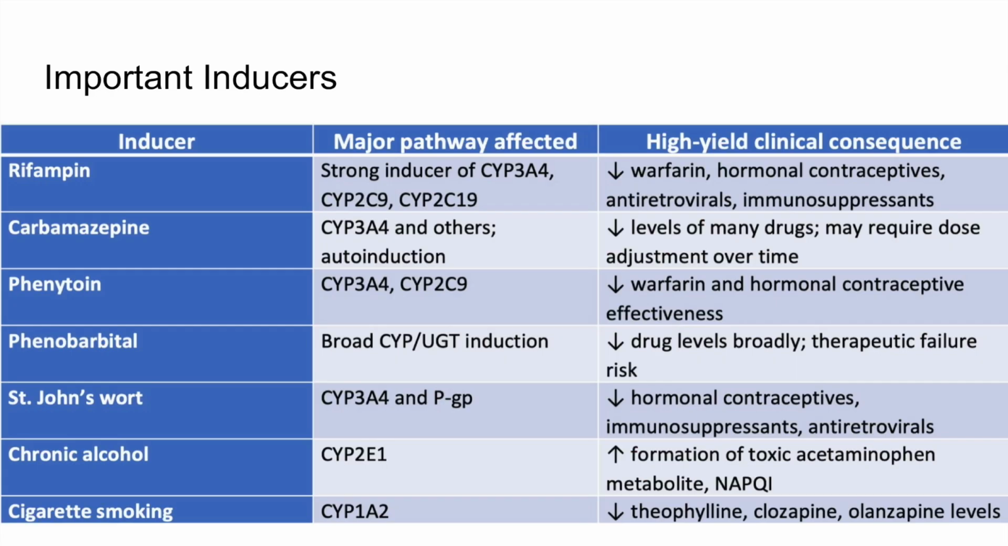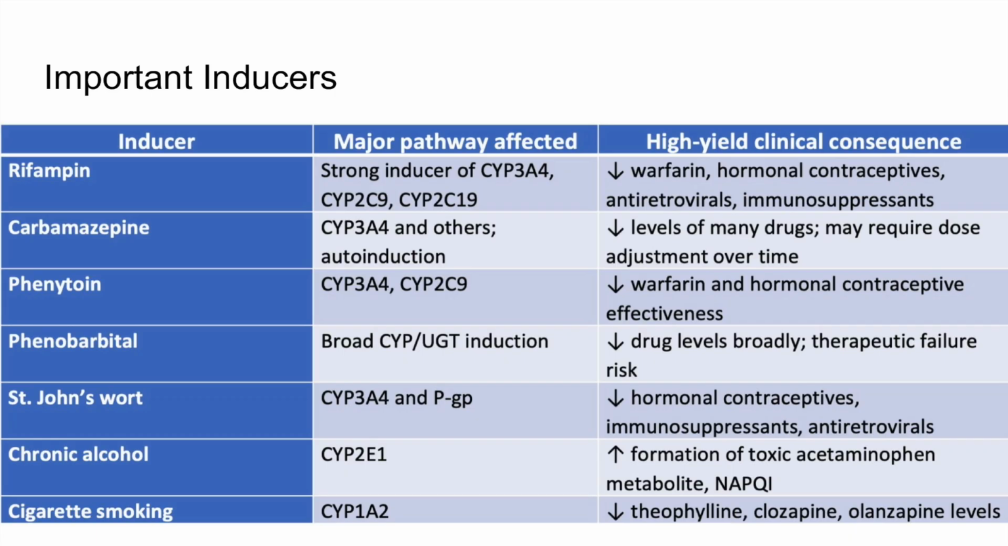Several commonly encountered substances induce drug metabolizing enzymes. Rifampin, for example, induces CYP3A4, CYP2C9, and CYP2C19, potentially reducing the effectiveness of warfarin, hormonal contraceptives, antivirals, and immunosuppressants. Bear with me now. Carbamazepine induces CYP3A4 and also induces its own metabolism, a process called autoinduction. Phenytoin and phenobarbital induce multiple pathways and may lower concentrations of warfarin, hormonal contraceptives, and other drugs.